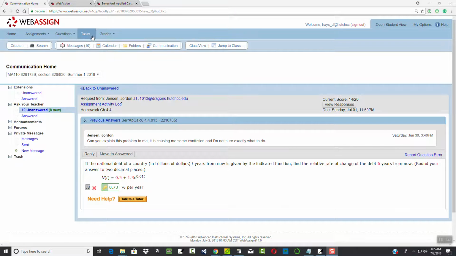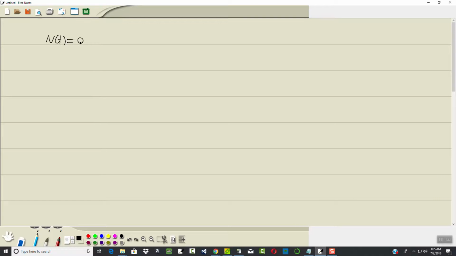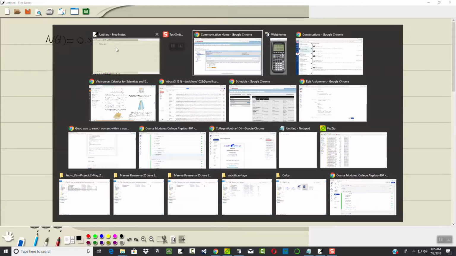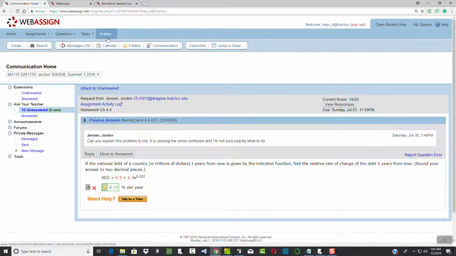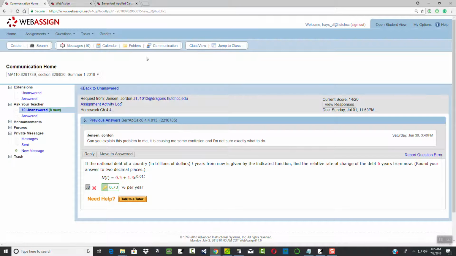Okay, let's take a look at this problem. In a T is equal to 0.5 plus 1.3 e to the 0.01 t, I think it was, t. And it wants us to find the relative rate of change of the debt 6 years from now. So t is equal to 6.